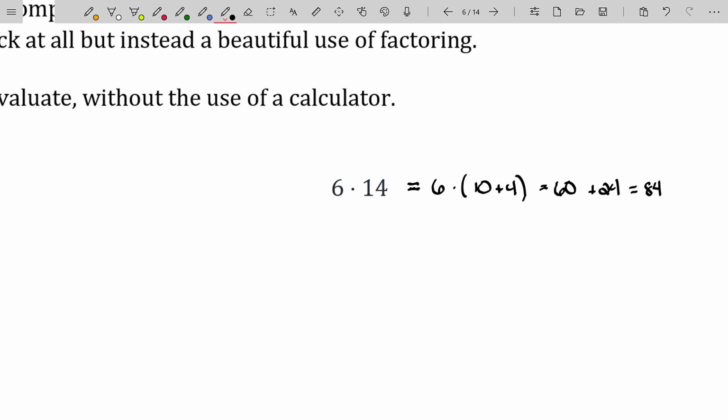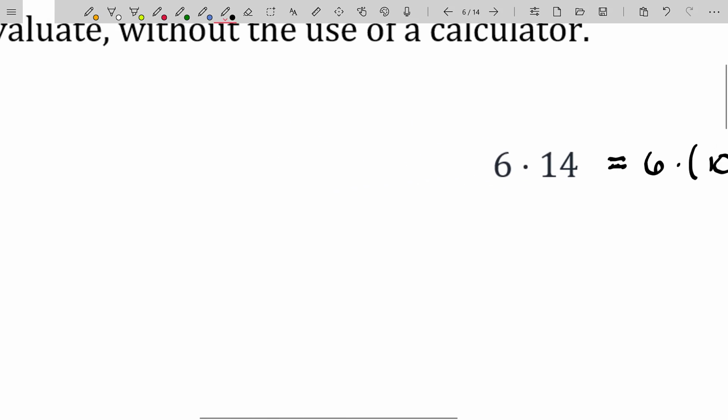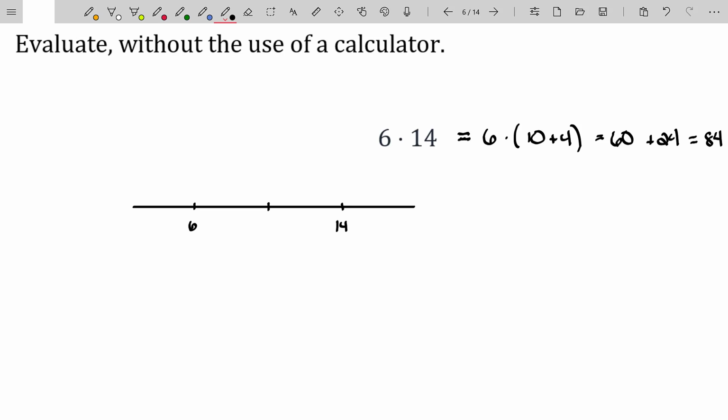But another way we could have done this is we could have found the center of these numbers. So if you think about 6 and 14 on a number line, I'll actually draw a number line here. The number that's halfway between those two, or in other words, the average between those two, is 10. The way you would find the average, by the way, is you would just add 6 and 14 and divide by 2. 6 plus 14 is 20, divide by 2, and you would get the average, which is 10.